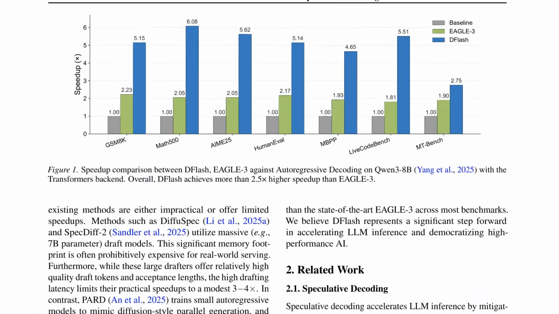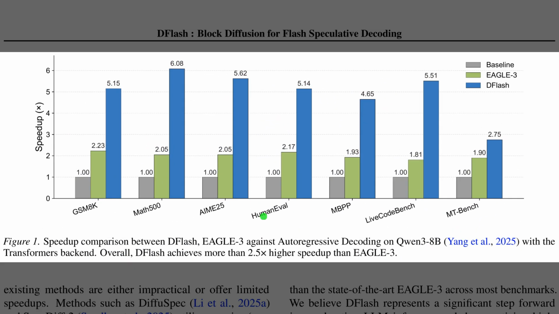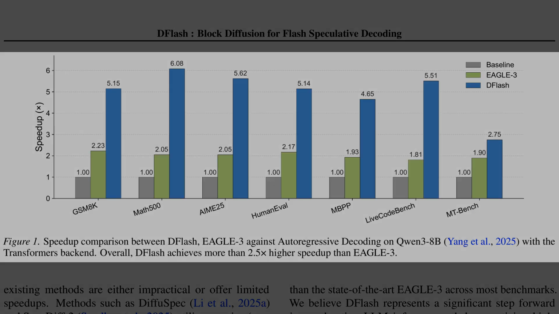To visualize these gains, Figure 1 presents a direct speedup comparison on the QN38B model. The chart compares 3 setups across different tasks: the gray baseline, the green Eagle 3, and the blue DFlash. You can see that while Eagle 3 provides a solid 2 times boost, the blue bars for DFlash are consistently much taller. For instance, on the AIME25 benchmark, DFlash achieves a massive 6.08 times speedup. This confirms that the method scales exceptionally well, especially on reasoning-heavy tasks.